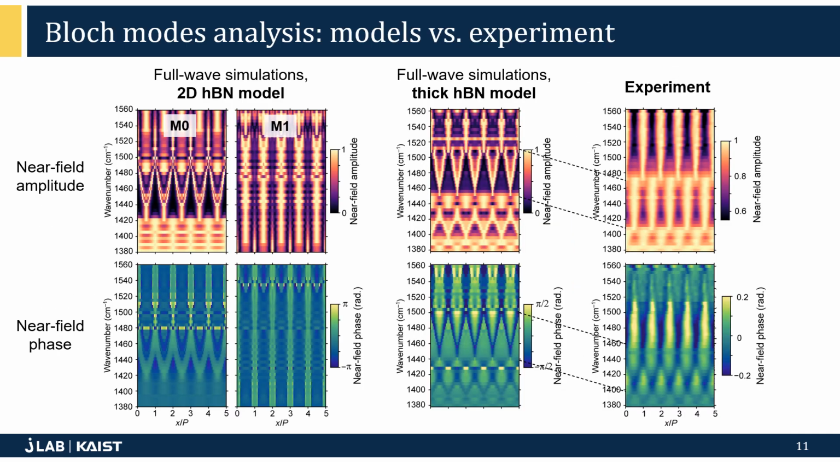This slide summarizes the hyperspectral near-field images measured far from hBN edges, showing both amplitude and phase along the 5 corrugation periods at different frequencies within the upper Reststrahlen band of hBN. On the left, there are simulated near-field maps for the first and second order Bloch modes calculated within the 2D hBN approximation. The middle images show the calculated near-field map in a 106 nanometer thick hBN. Finally, on the right, there is an experimental data.